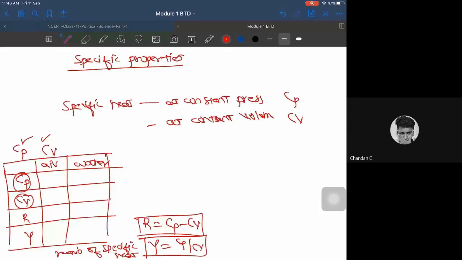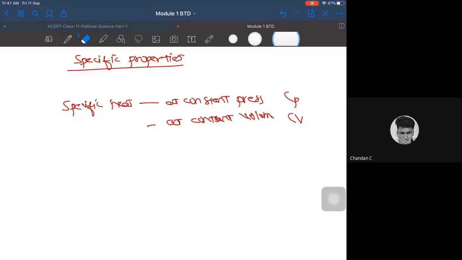So I need the values of Cp, Cv, R and gamma both for air as well as for water. This is your assignment. I may ask any individual in the next class, and he must have those values with him, and even the definitions of Cp and Cv. What is Cp and what is Cv? Specific heat at constant pressure, specific heat at constant volume. Keep this in mind. We shall move further.